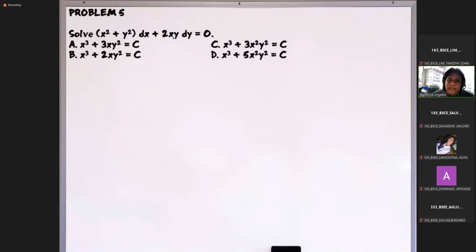So kaya hindi natin masaseparate yung x squared sa yung y squared na yan. So itong 2xy sana, diba? So pwede natin siyang gawing variable separable. So pero again, in this case, hindi natin siya magagawang ganun. No? Okay? So let's try to solve, diba? So this type of problem. Okay?